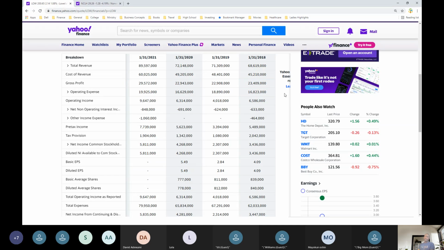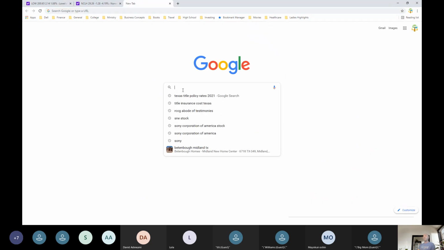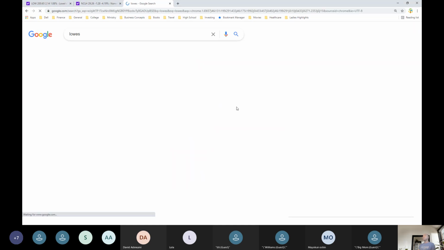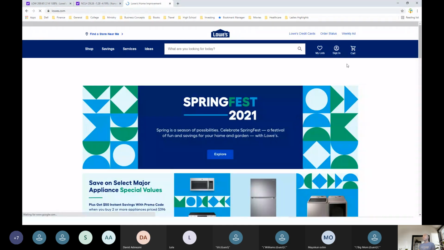Now, I think I said this in one of our previous classes, not in this session or in session 2, that when you go to the actual site of the company, they have to, because they are a publicly traded company. So let me look for Lowe's, for example. I don't have their website memorized. So this is Lowe's.